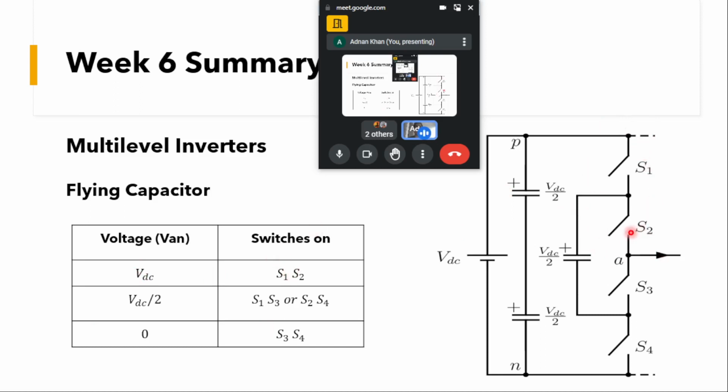Now if we want to have VDC by 2, we'll be turning on S2 and S3. So when S2 and S3 are turned on, you can see no, sorry, if we want to have this VDC by 2 voltage, I'll be turning on S1 and S3 or S2 and S4. Let us first see S1 and S3.